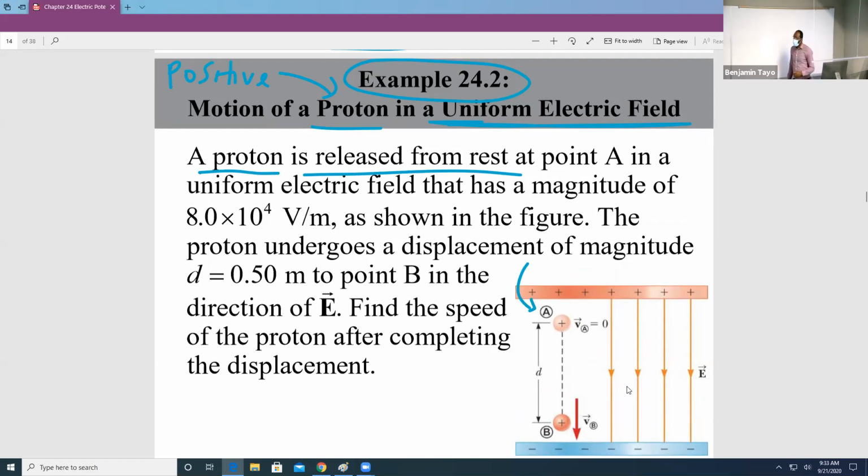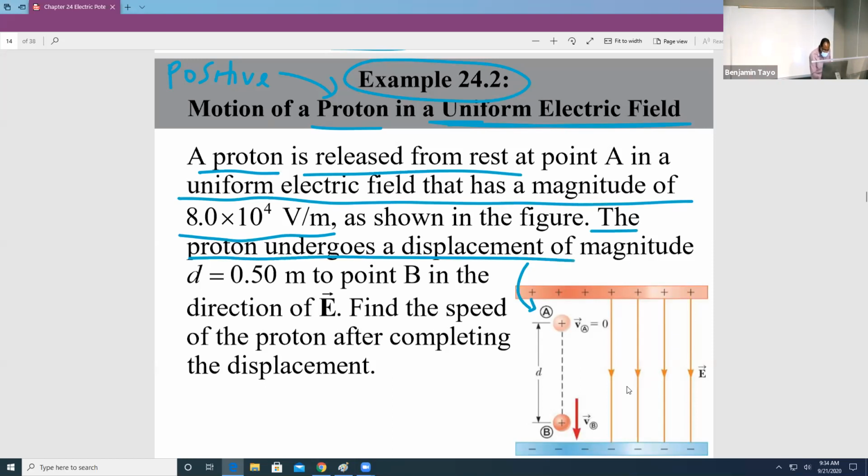So what does that tell you about the velocity at point A? Zero. It's zero because it starts from rest. Now this is placed in a uniform electric field that has a magnitude of 8.0 times 10 to the power 4 volt per meter. Then it says that the proton is going to undergo a displacement of magnitude that is given by this. Find the speed of the proton after completing the displacement.